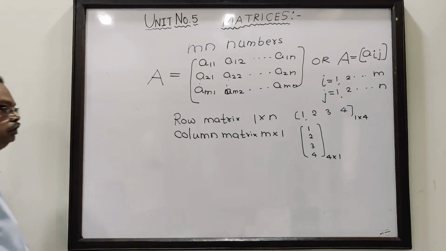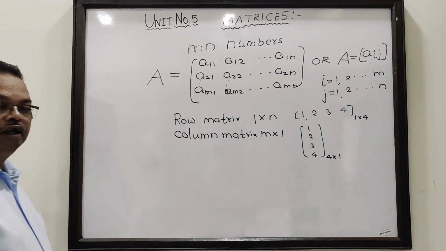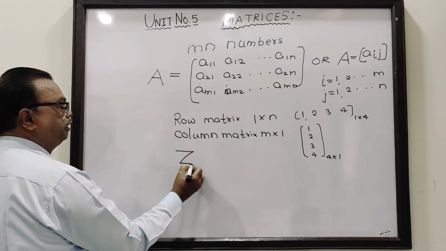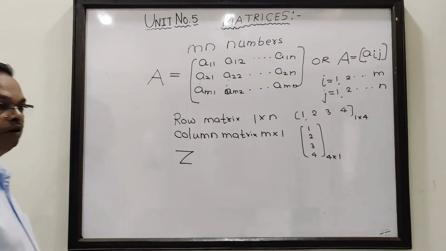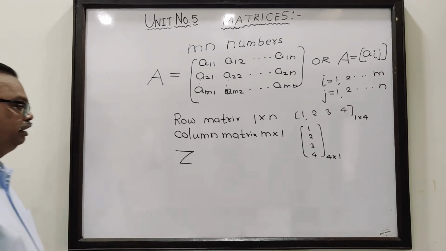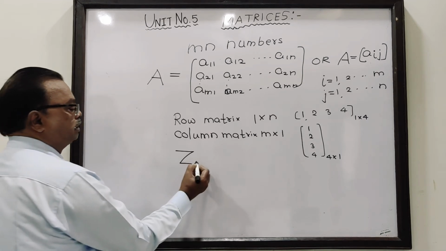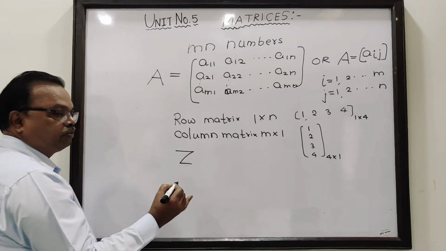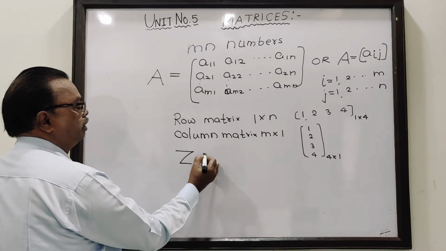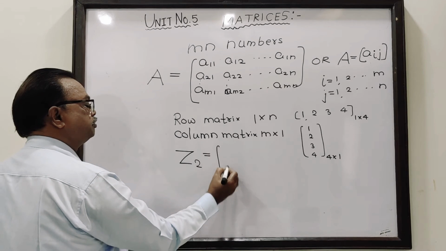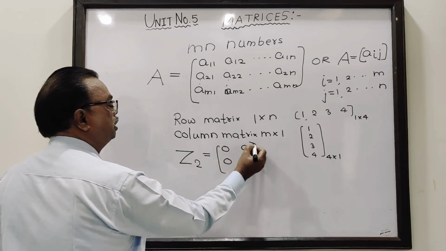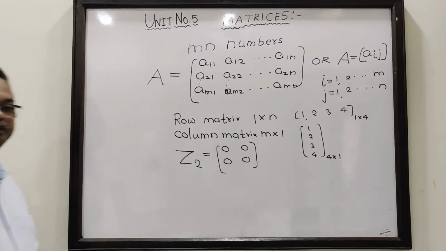Then, what is a zero matrix or null matrix? Symbolically, it is denoted by capital Z. So, if all the entries in the matrix are 0, then it is called a null matrix. For example, suppose I take a matrix of order 2 by 2. So, Z2 I will denote it, and this matrix will be 0, 0, 0, 0. So, this is the null matrix, also called the zero matrix.